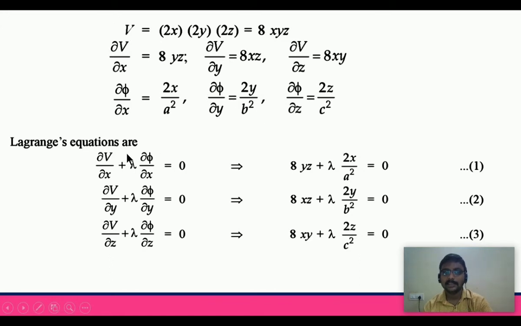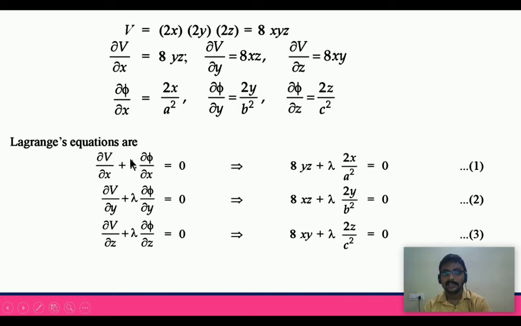Now the Lagrange's equations are dou v by dou x plus lambda into dou phi by dou x equal to 0, dou v by dou y plus lambda into dou phi by dou y equal to 0, and dou v by dou z plus lambda into dou phi by dou z equal to 0. These are obtained by differentiating partially with respect to x, y, z the Lagrange's function capital F, which is v plus lambda into phi. So we will have these equations. Let them be equations 1, 2, 3.